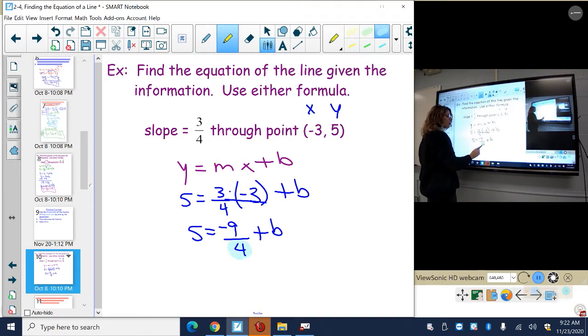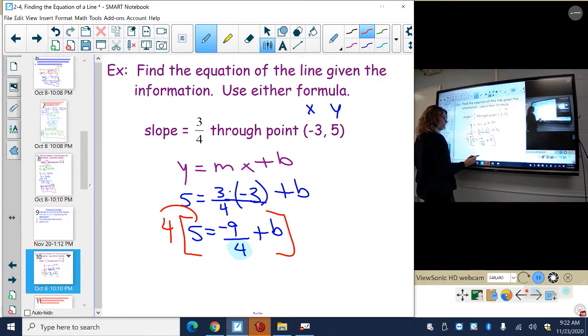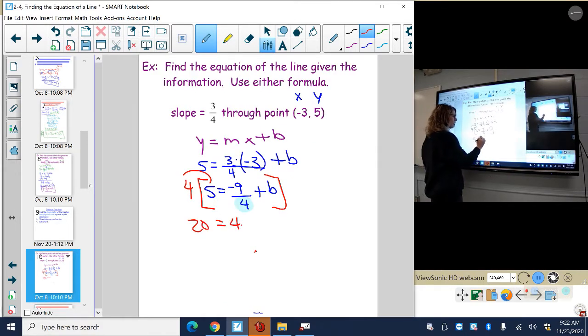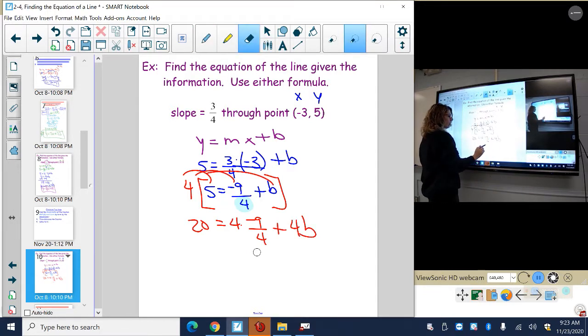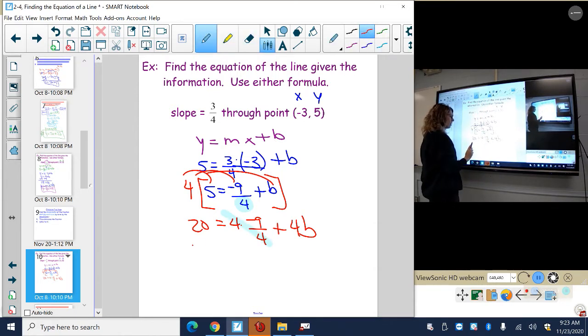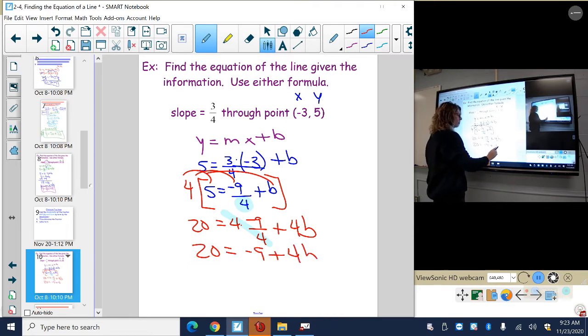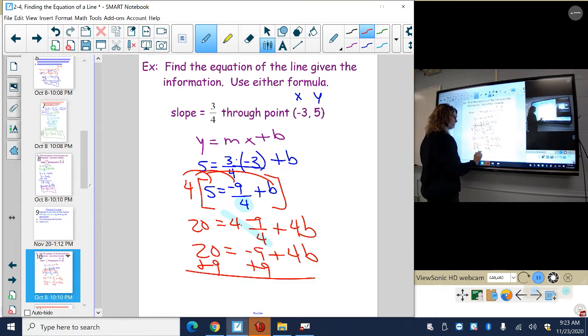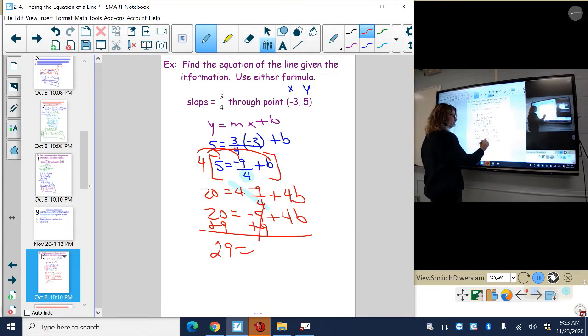The direction said to locate your fraction in the denominator. Then all you're going to do is multiply each and every term by 4. So that's going to give me 20 is equal to 4 times negative 9/4 plus 4b. Now, what you're going to see here is that those are going to cancel out, to give you 20 is equal to negative 9 plus 4b. Add the 9. 29 is equal to 4b. Divide by 4. 29 over 4 is equal to b.